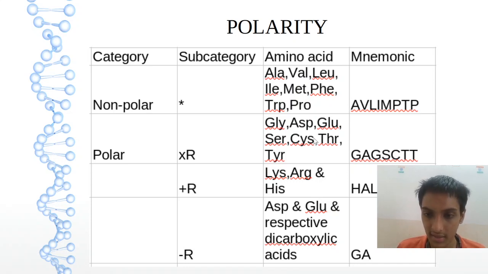Polar, GAG, SCTT. Remember it like that. Glycine, aspartate, glutamate, asparagine, glutamine, serine, cysteine, threonine and tyrosine. This is polar without charge in the R group. The positive will be the basic, negative will be the amido and the dicarboxylic acids of aspartate and glutamate.